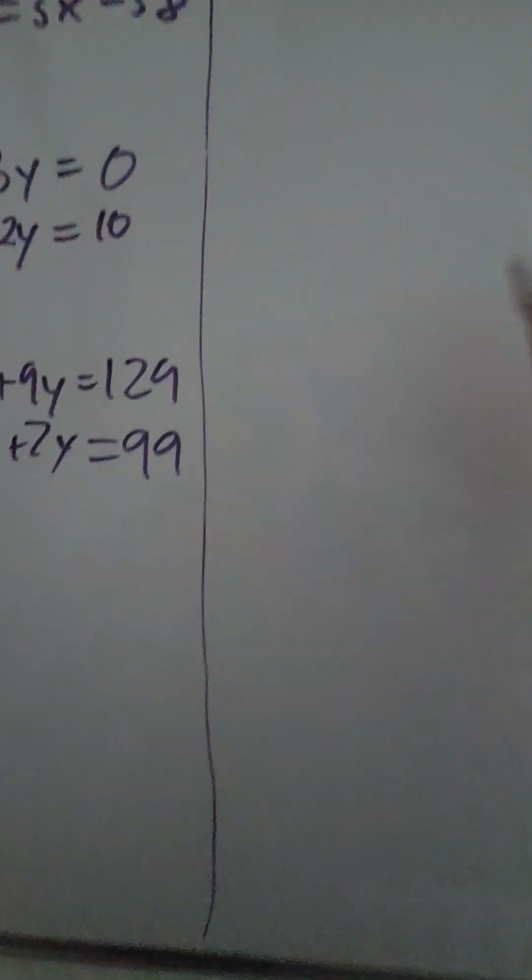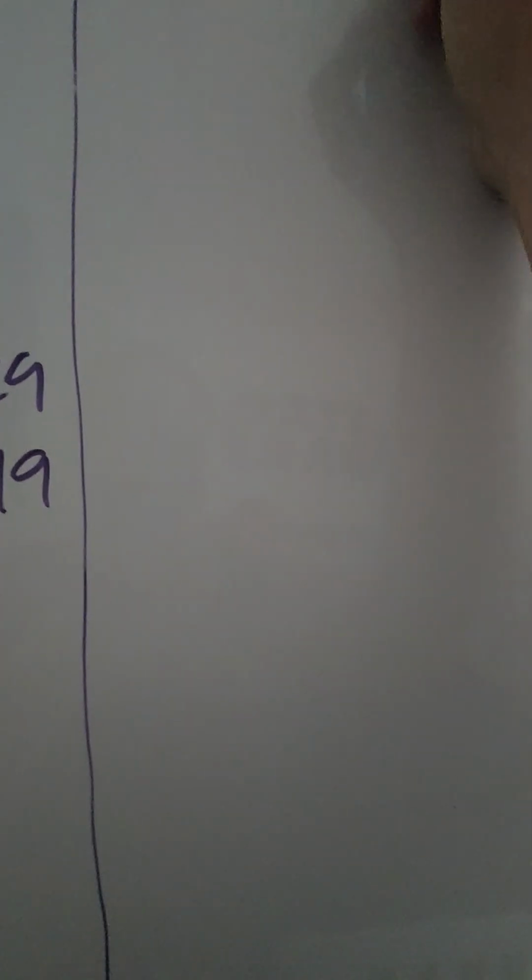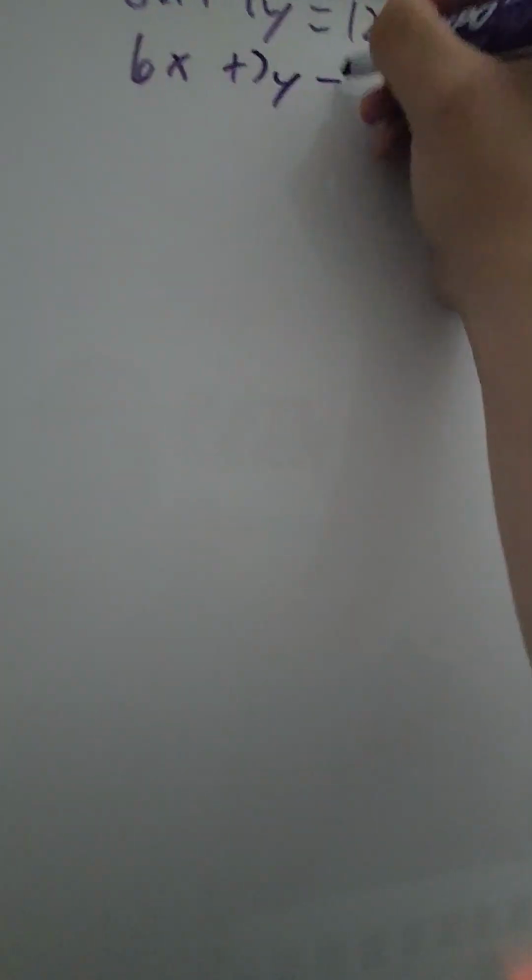We have another one, the last one. So we have 8x plus 9y is equal to 129. Then we have 6x plus 7y is equal to 99.